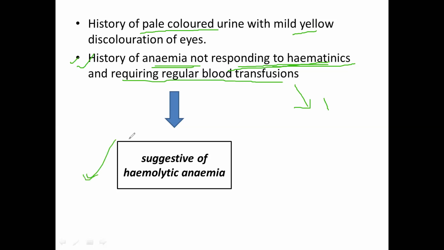So it is very easy to diagnose this hemolytic anemia only on the basis of history. What you require is only a history of anemia which is refractory to hematinics and requires regular blood transfusion. So this is one history. And the second point you need is pale colored urine with yellowish discoloration of eyes. If these two points, or such a history, are found in a patient, it will usually suggest hemolytic anemia.